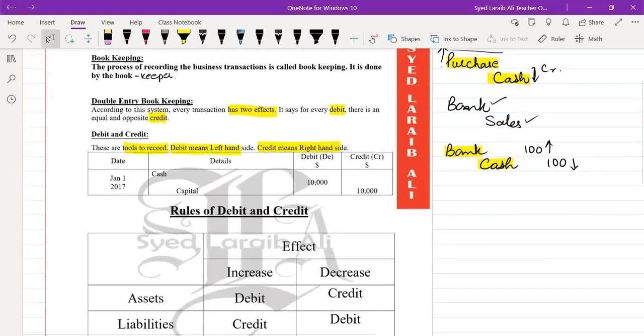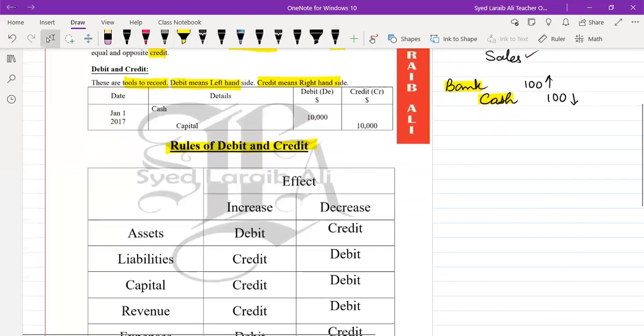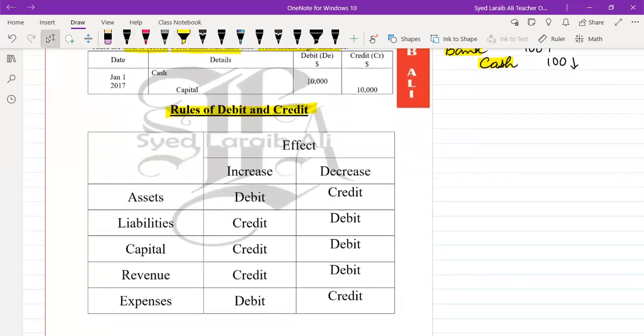Now moving on to the rules of debit and credit. What are the rules of debit and credit? There is a set of rules to record the transactions. First of all, your transactions are based on these five categories or classification of accounting: assets, liabilities, capital, revenue, and expenses. First, we discuss assets.